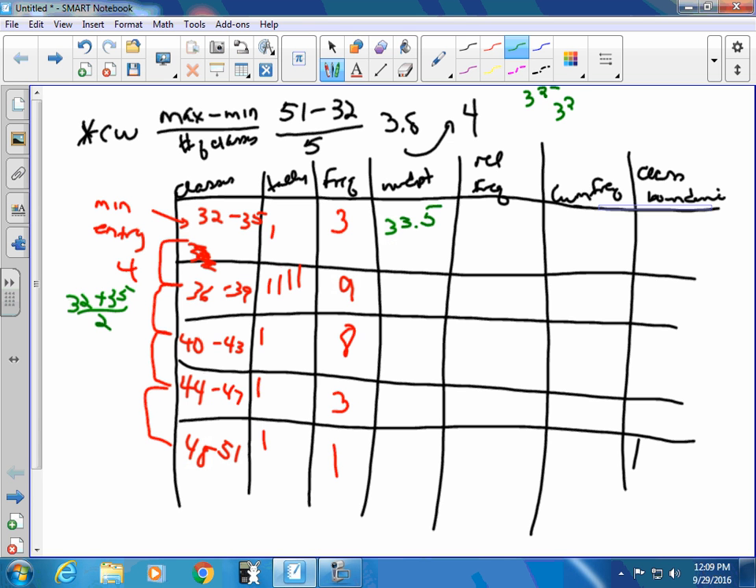Your class width is 4. Add 4 all the way down. Just add your class width all the way down. It makes life a little easier. Everything has to be equally spaced apart, and you found that space apart to be 4.